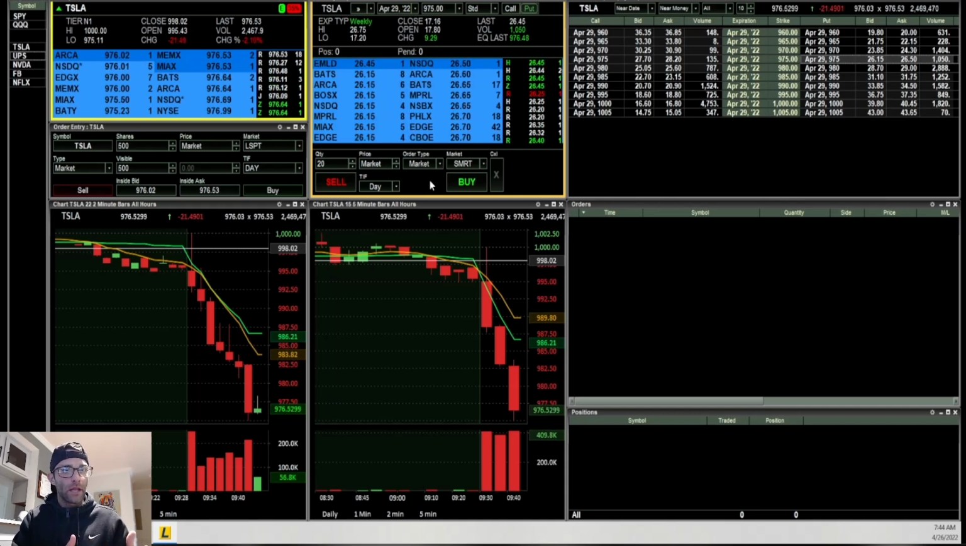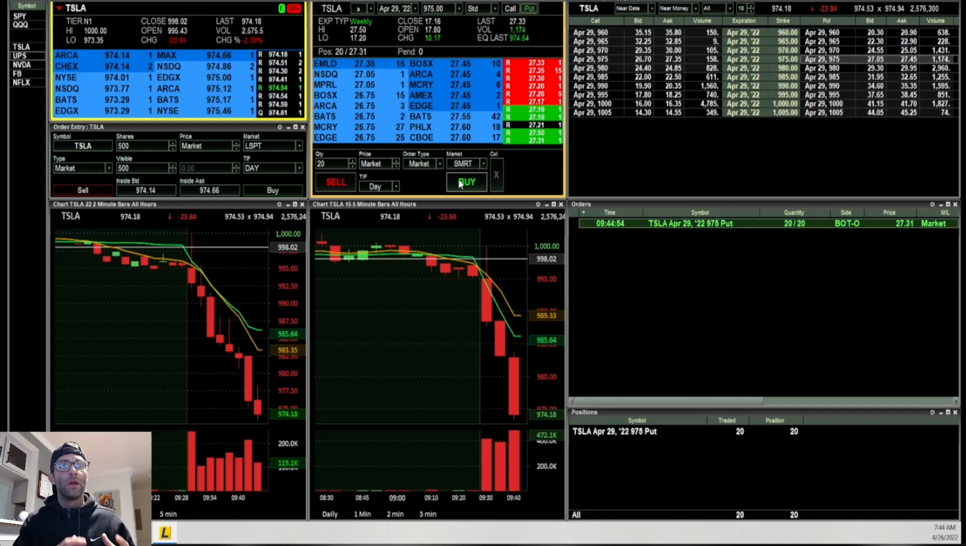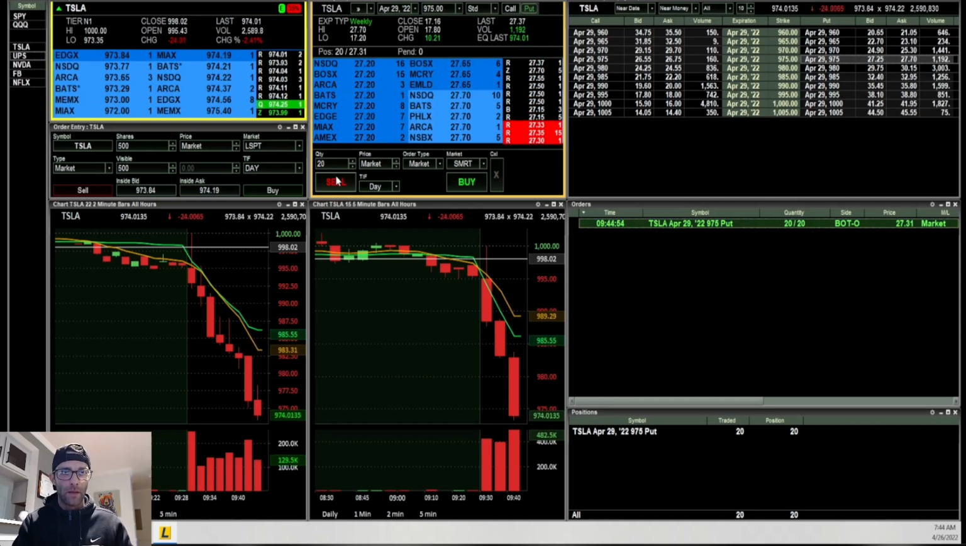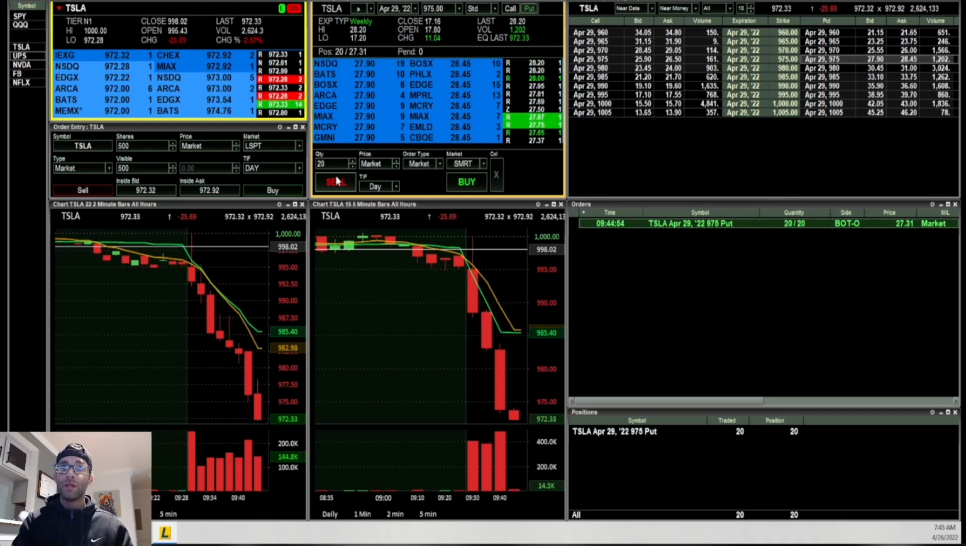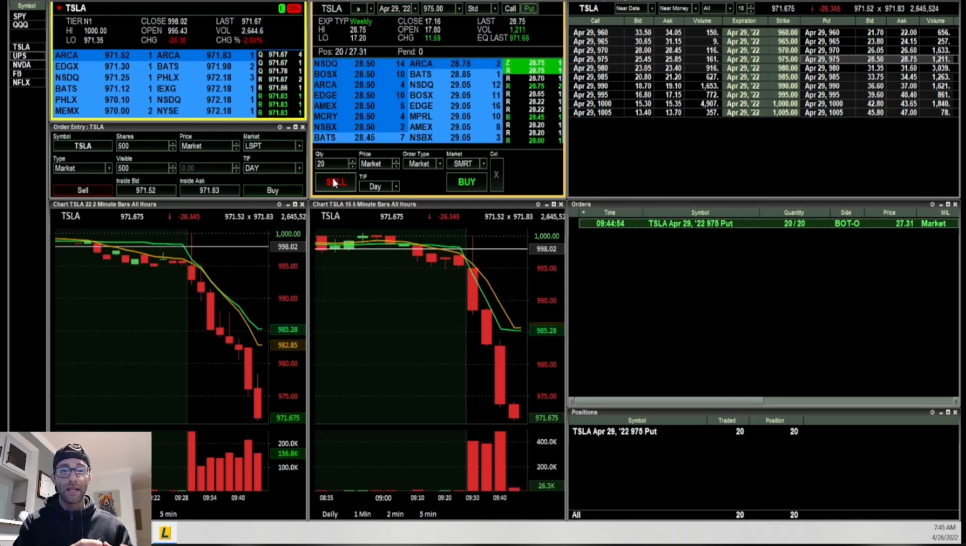So very clearly, Tesla is in a downtrend. Now I wish it formed some sort of clean flag pattern, but knowing that 975 was such a major level, I felt like this was my moment to go for it. And when I see elevated volume and a major support break, that's gonna be my time to size up. So I took 20 contracts, the 975 puts, I got filled at 27.31.